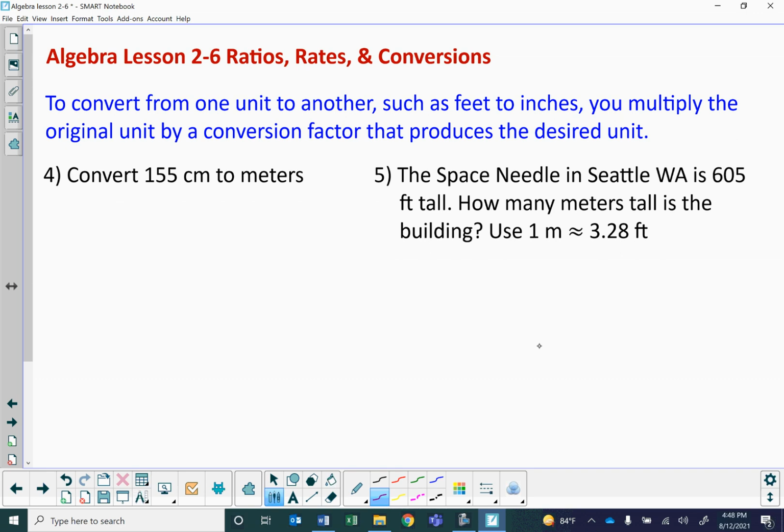The back of your book has some conversion factors for you. I don't remember what page exactly, but it is in the back of the book, and I will point that out in class as well. Some of you know some of your conversion factors, and if you don't know them exactly, sometimes they will give them to you. All right, convert 155 centimeters to meters.